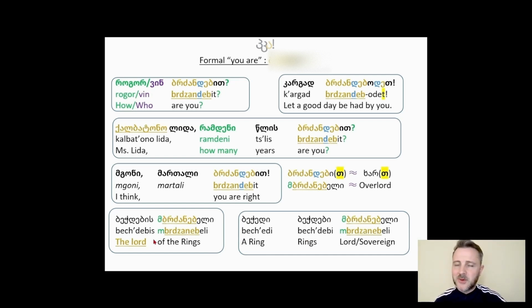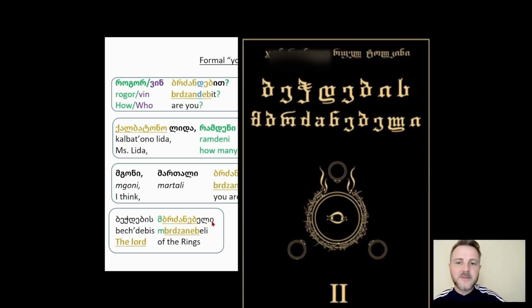So if you Google bechtebis mobrdzanebeli, you get the poster of the Lord of the Rings. And I put this here because it was simply a coincidence that while I was researching this particular topic, I saw the poster and it just gave me so much pleasure that I was very easily able, because I'd studied this root in this way, obviously with this D, that I understood.